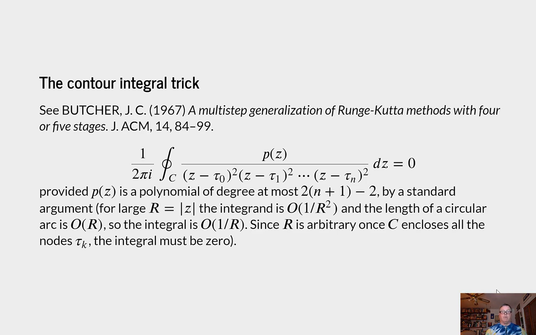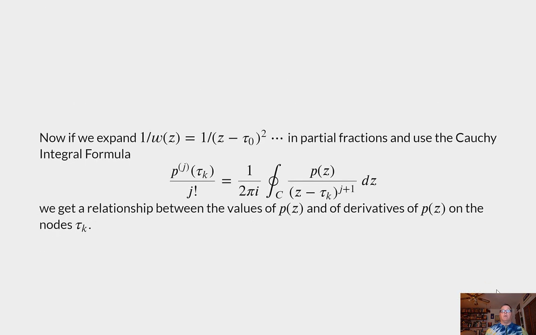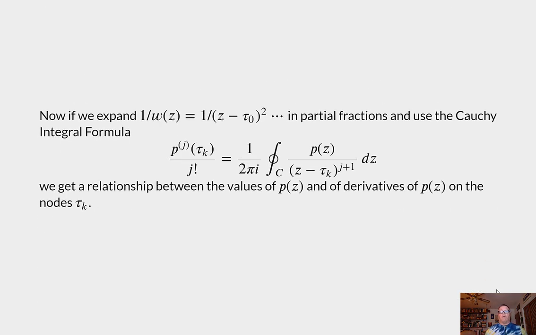Okay, what is that going to get us? Well, if we expand the 1 over the node polynomial, the 1 over (z minus tau 0) squared, (z minus tau 1) squared, etc., in partial fractions, and use the Cauchy integral formula, then we get a relationship between those contour integrals and the values of the polynomial and its derivatives. It's actually the Taylor coefficients at each of those nodes.